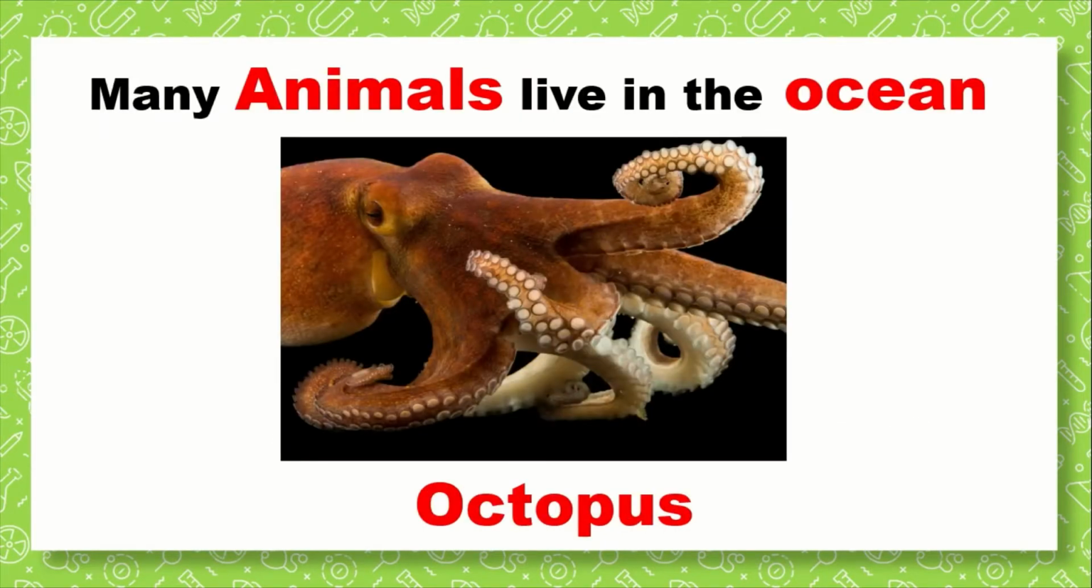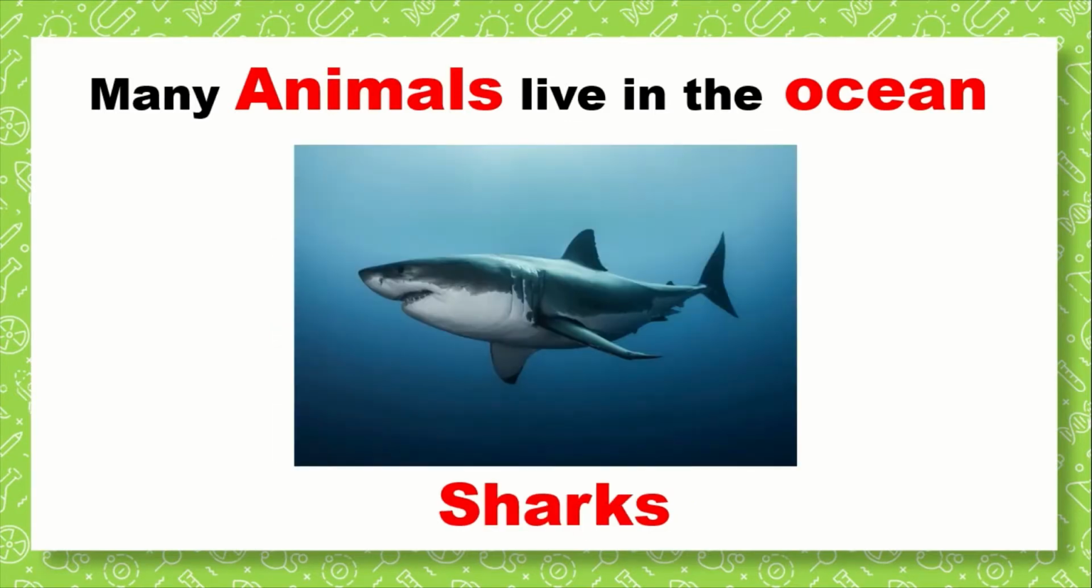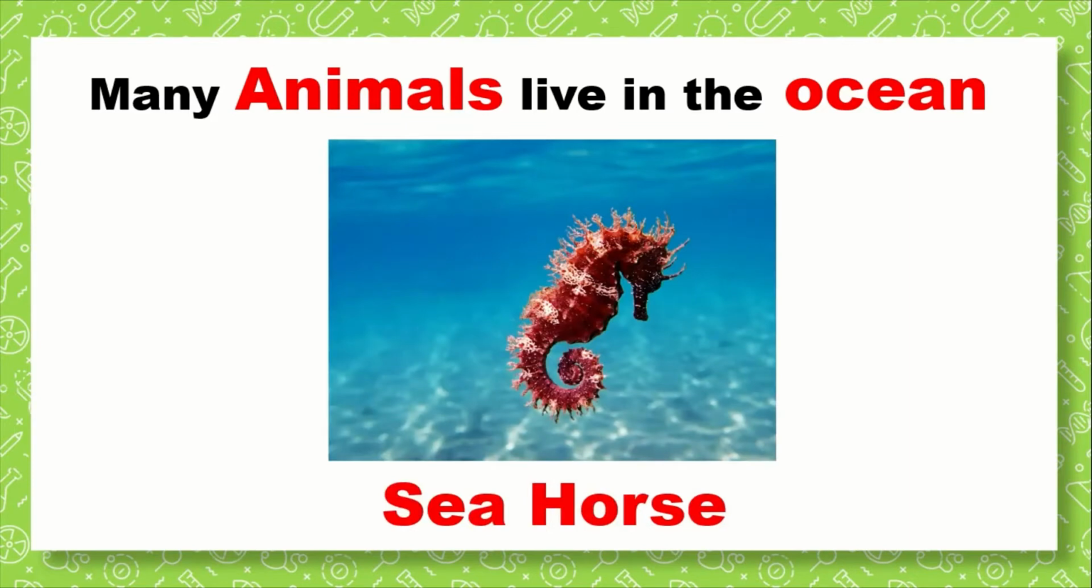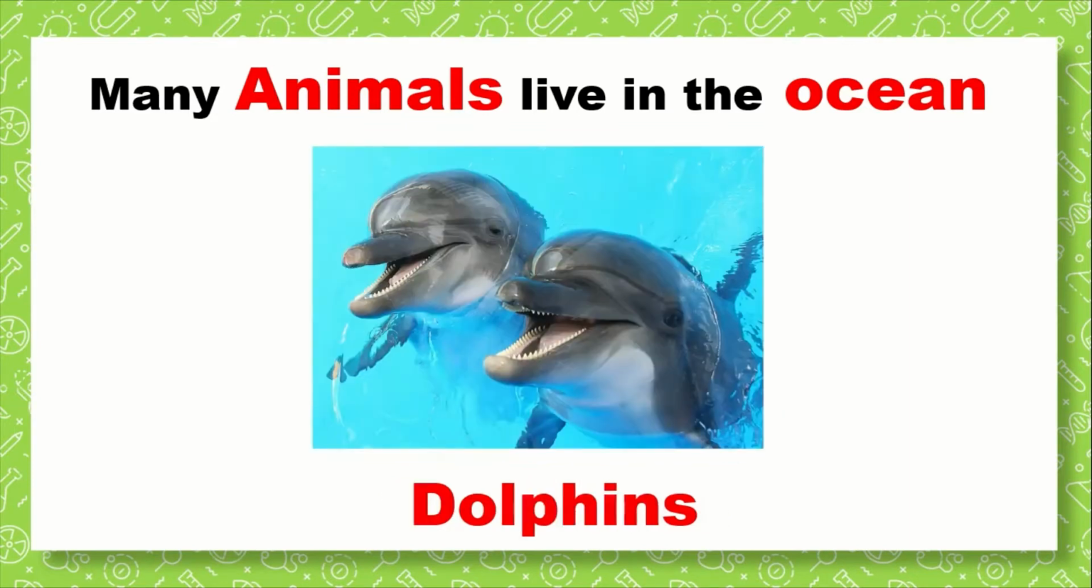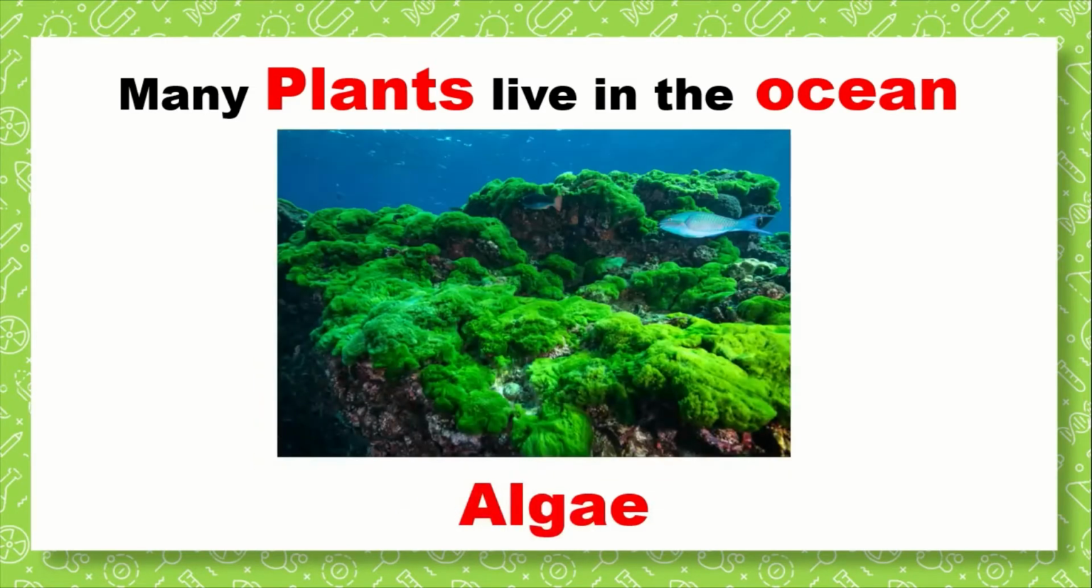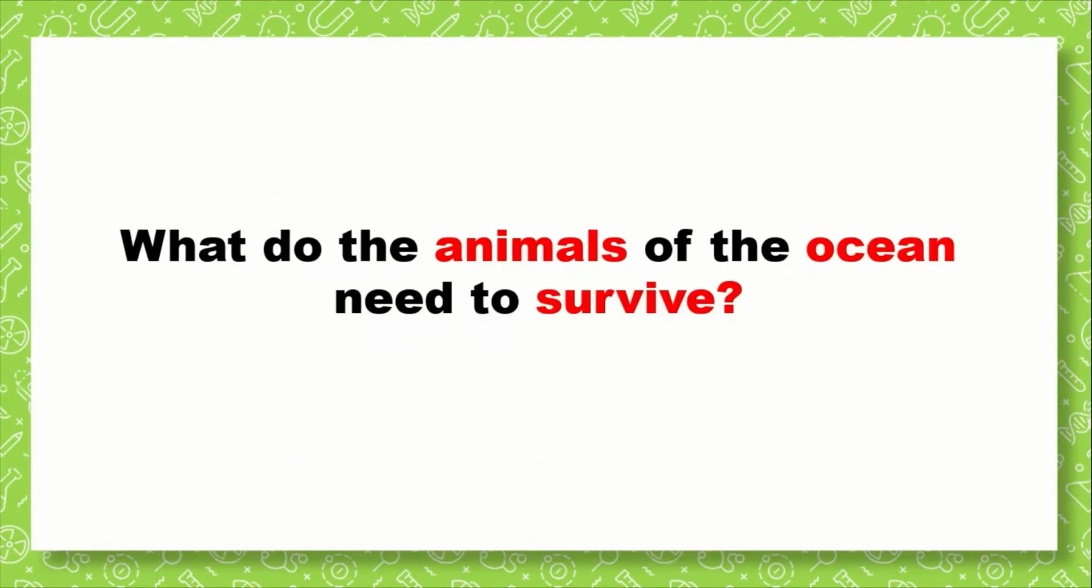Many animals live in the ocean, like the octopus, sharks, jellyfish, seahorses, and dolphins. Many plants live in the ocean, like seaweed and algae. Algae grows on the rocks inside the ocean. What do animals of the ocean need to survive?